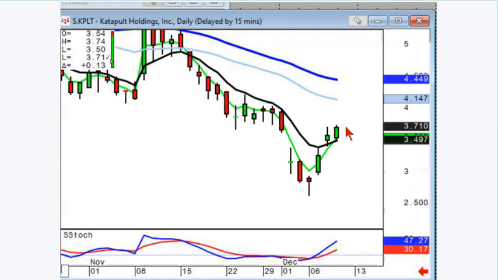That one you can stay long. Kind of a wee little island reversal. You can stay long on this one.